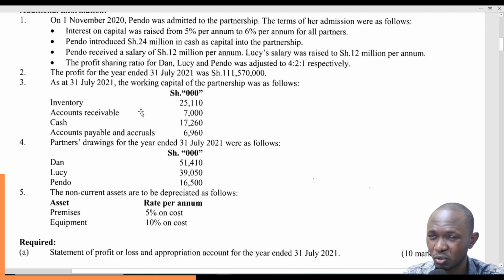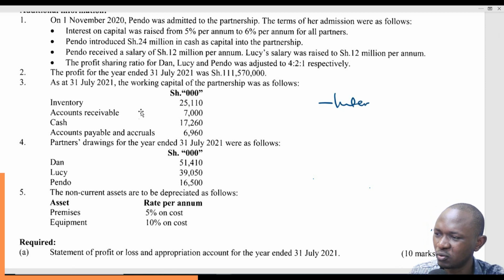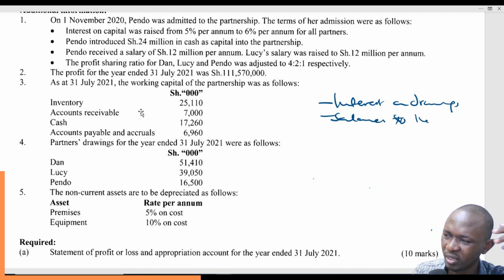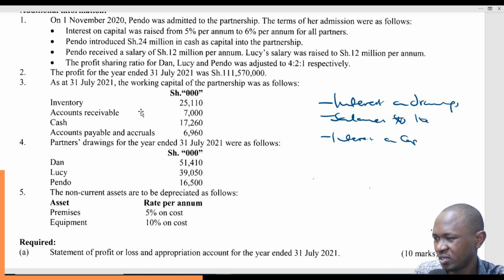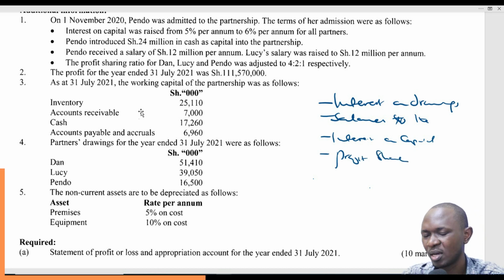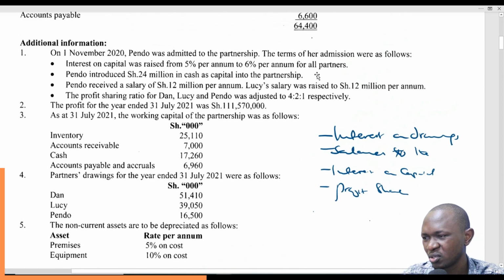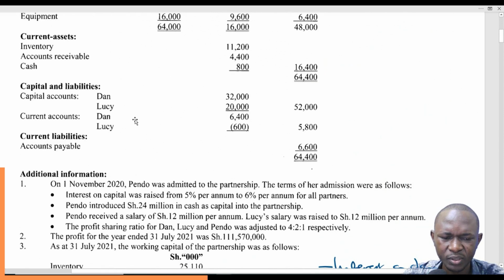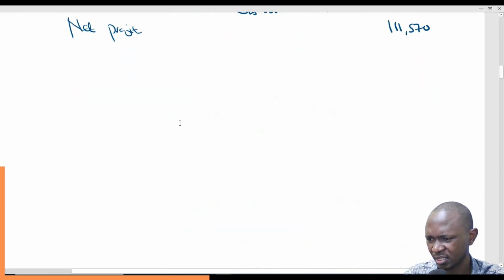So because this is appropriation, we check appropriation. Normally what we need to include are interest on drawings, if we have any, salaries to the partners, if we have interest on capital, it will also feature there. If we have, and then of course profit share will definitely feature here. These are some of the things that will come under the appropriation account. And because all these things will affect the partner's current account, I think let's just move together.